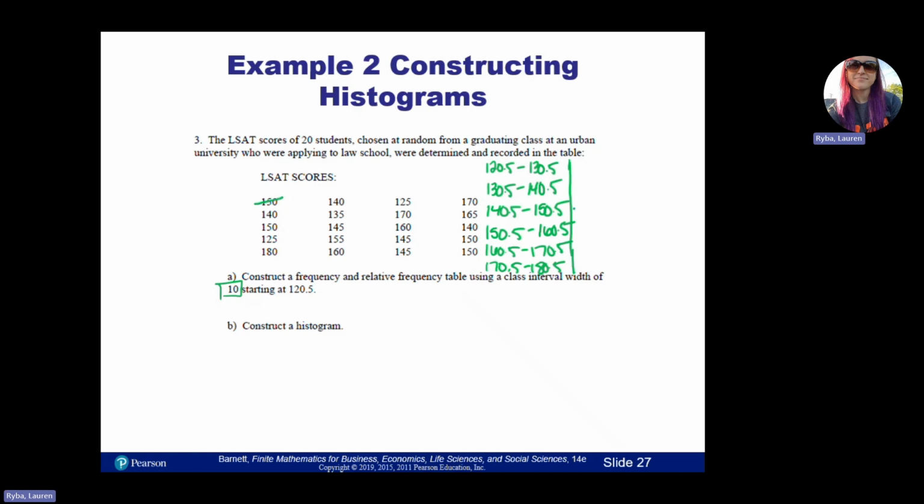And then I just start tallying. So 150 is going to fall there. 140 is going to fall there. 150, 125, 180, 140, 135, 145, 155, 160, 125, 170. 160 is that one, 145, another 145, 170 is going to go there, 165, 140, and then two 150s.